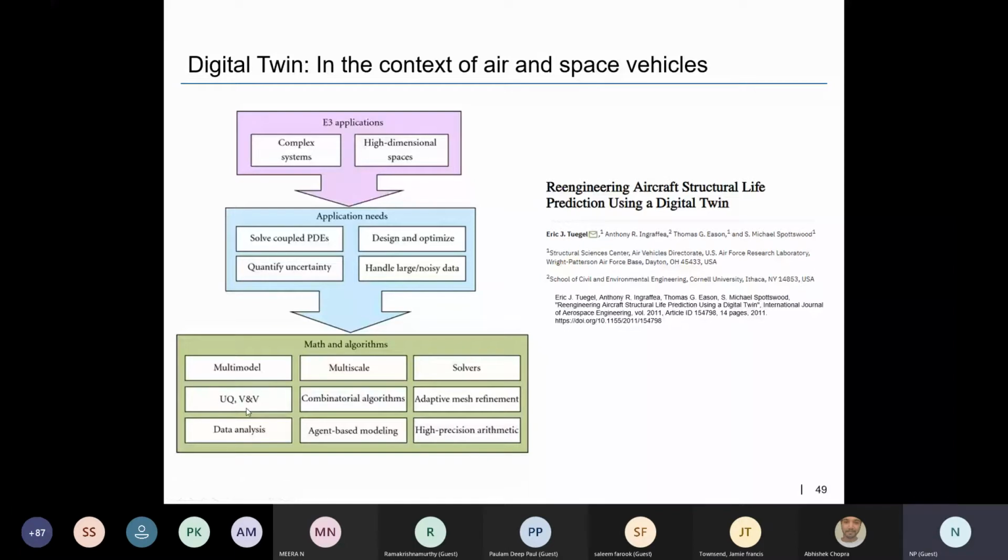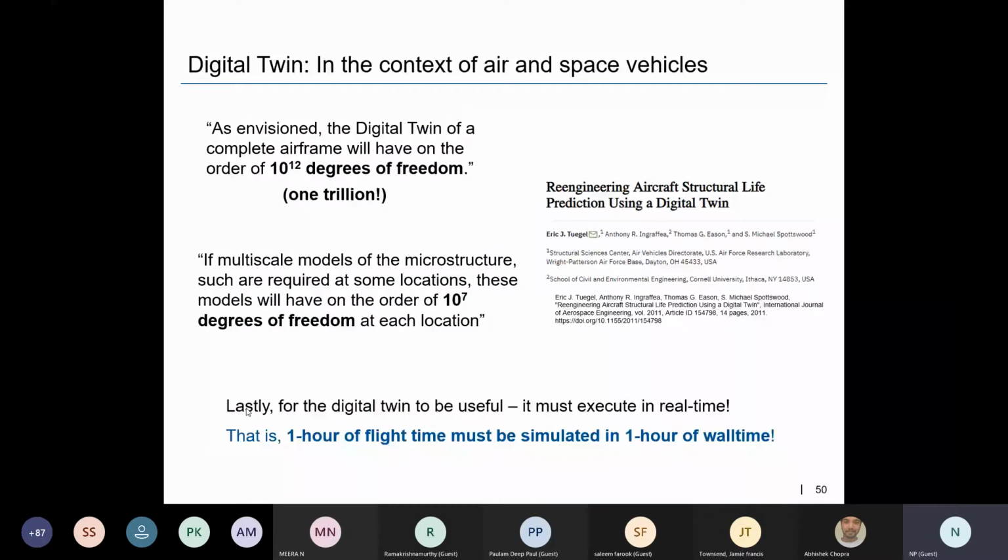And they say, as envisioned, the digital twin of, let's say, a complete airframe will have something on the order of 10 to the 12 degrees of freedom. So that's 1 trillion degrees of freedom. That's pretty crazy, right? And if multi-scale models of the microstructure are required at even some locations, these models will have on the order of 10 to the 7 degrees of freedom at each location.